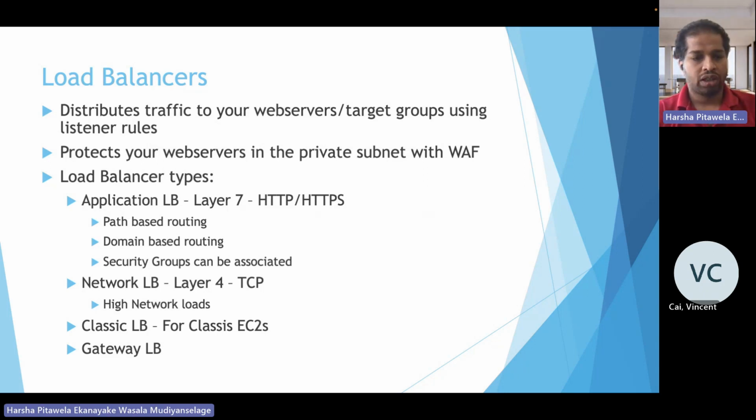Now the next one is the network load balancer. That is specifically for heavy network traffic. If you want to process several million requests per second, for those kinds of very high network demand, you use these network load balancers. They operate in layer 4, at the TCP layer of the OSI model.